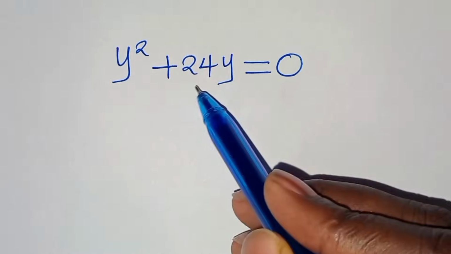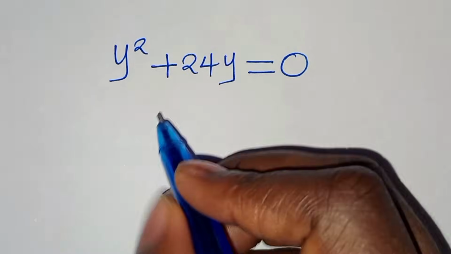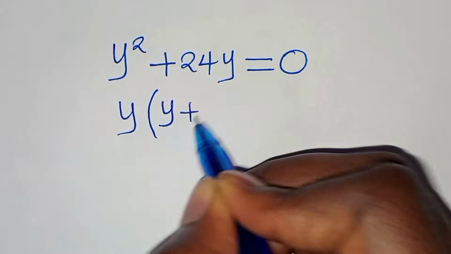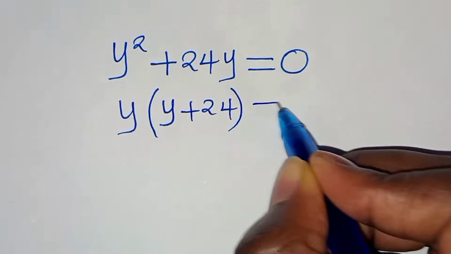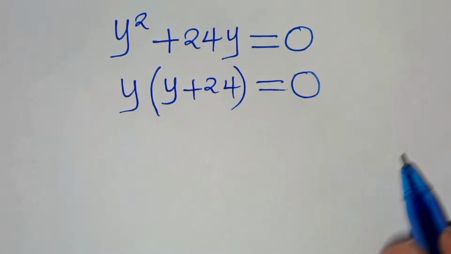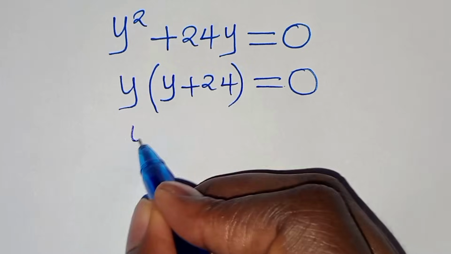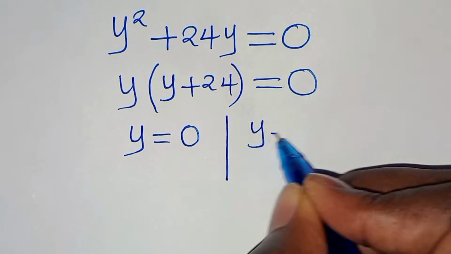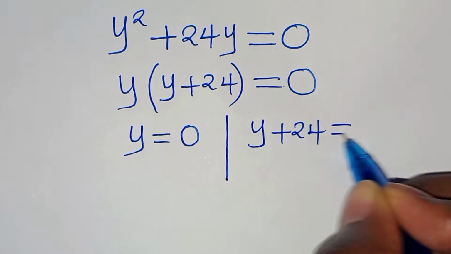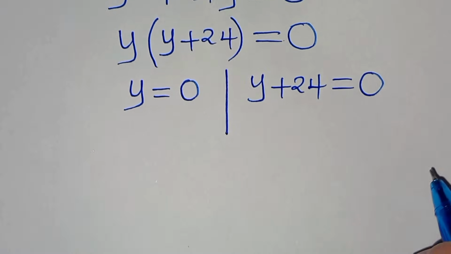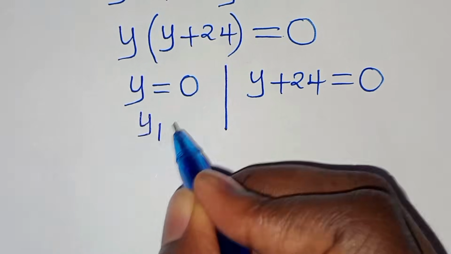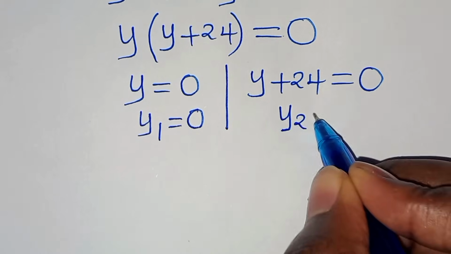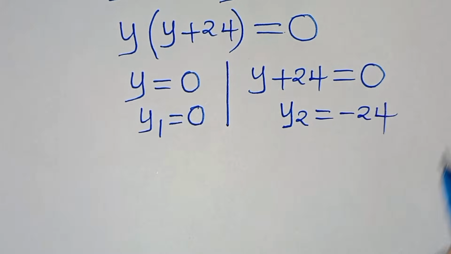So we have y squared plus 24y. Y is common here. We can factor out y, so that in the parentheses we have y plus 24. This is equal to 0. So now we have two parts here. We have that y is equal to 0, and the second part is y plus 24 equals 0. From the first part here, we have that y1 is equal to 0, and on the second part, y2 is equal to minus 24.